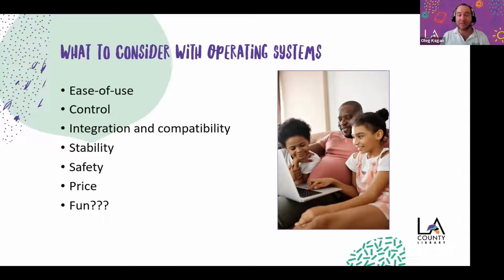Now, price is something that most people don't think about when it comes to operating systems. And the reason for that is because operating systems tend to just come pre-installed on the computers that you would purchase from Best Buy or Staples or wherever you buy your computer. And so you don't have to think about the cost of Windows. You don't have to think about the cost of Mac OS. But if you want to buy those operating systems, they do have a cost associated with them.